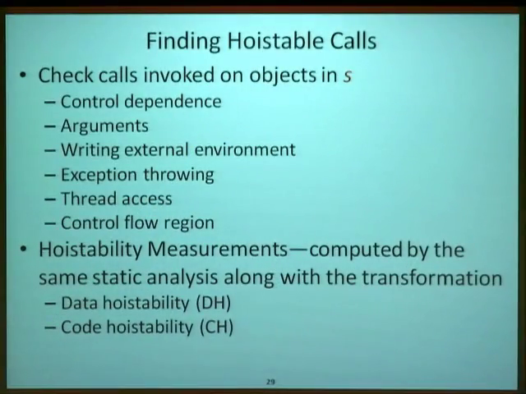So in order to make our analysis more practical and help programmers perform this kind of manual hoisting, we propose to compute hoistability measurements for each data structure in the loop that indicate how likely this data structure can be manually hoisted. For example, we consider metrics like data hoistability and code hoistability. I'm not going to explain all those details again. They're defined in the paper, so we can definitely talk offline.